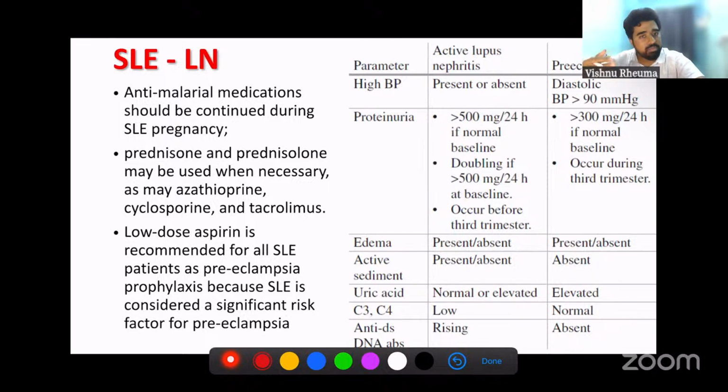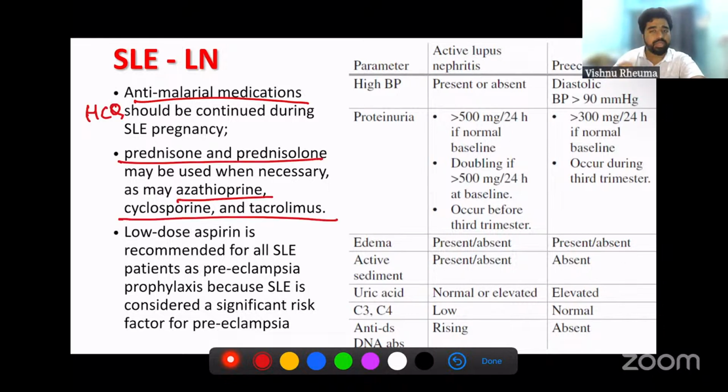So now coming to a little bit on medications. So anti-malarial medications, that is mainly your HCQ, can be continued. Prednisolone, azathioprine, cyclosporin, tacrolimus, all of these you can continue. So we'll come to medications at the fag end of the session again, but basically all of these are safe. And also low dose aspirin, because of the major cardiovascular morbidity that is there, that is recommended for all SLE patients, because it is preeclampsia prophylaxis and it's a significant risk for preeclampsia.